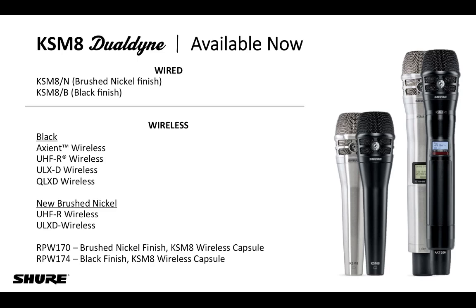And then if you have an existing wireless system, pick up the RPW 174, the wireless capsule. If you want to upgrade your existing wireless system, it'll be backwards compatible with any interchangeable wireless system that we have made to date. So that's what's available. It is available now, which is also very exciting to say. If you can get it, we're kind of selling out of them pretty quickly, actually. But that's what's available from yours truly.